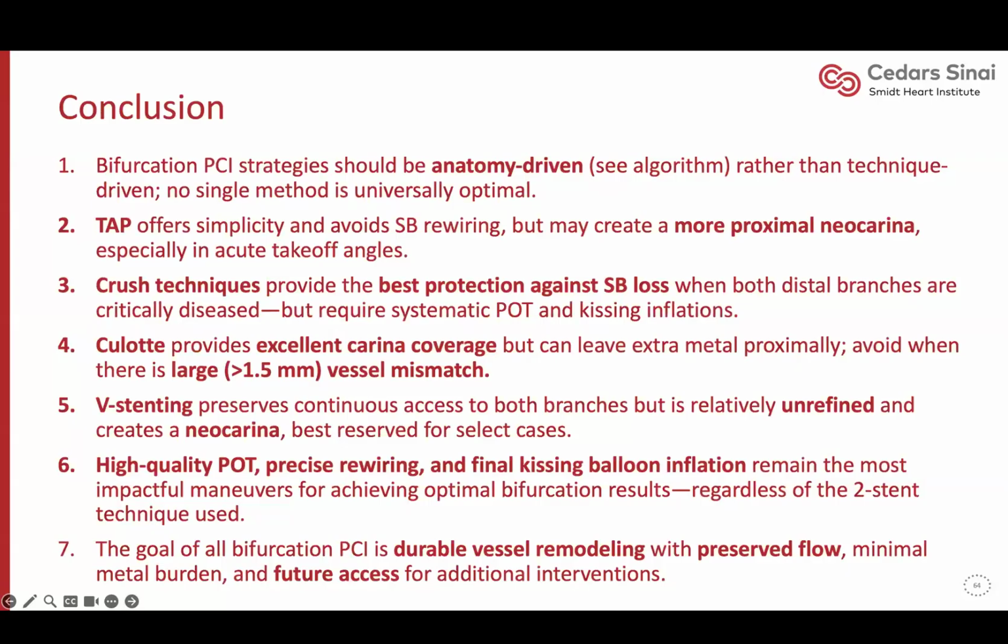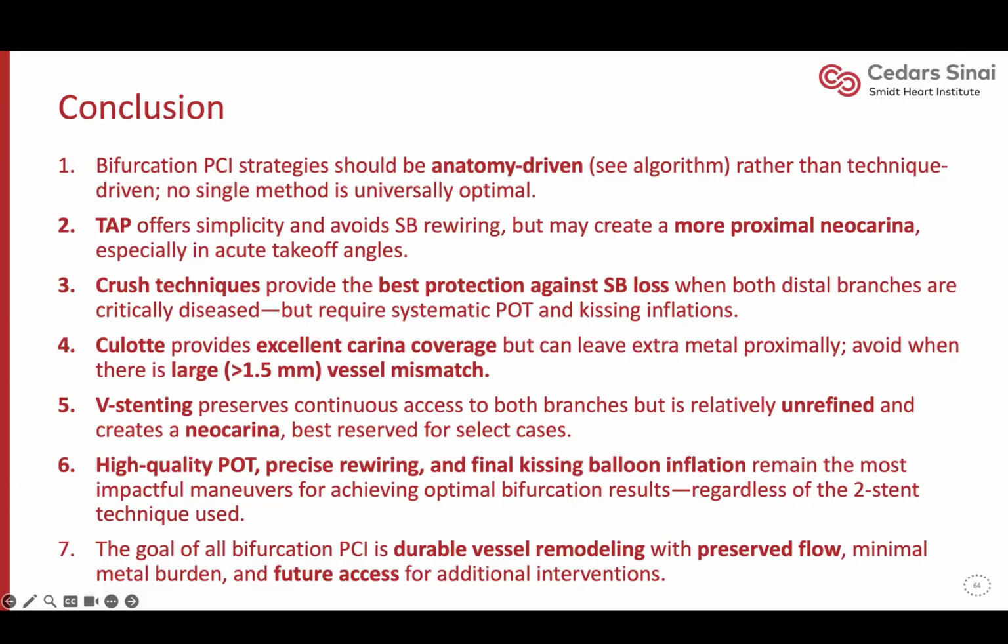In conclusion, bifurcation PCI strategy should be anatomy driven rather than technique driven. Follow that algorithm that I showed you at the start of this lecture. No single method is universally optimal. TAP offers simplicity and avoids side branch rewiring, but may create a more proximal neocarina, especially in acute takeoff angles. Crush techniques provide the best protection against side branch loss when both distal branches are critically diseased, but require systematic POT and kissing inflations. Culotte provides excellent carina coverage but can leave extra metal proximally.